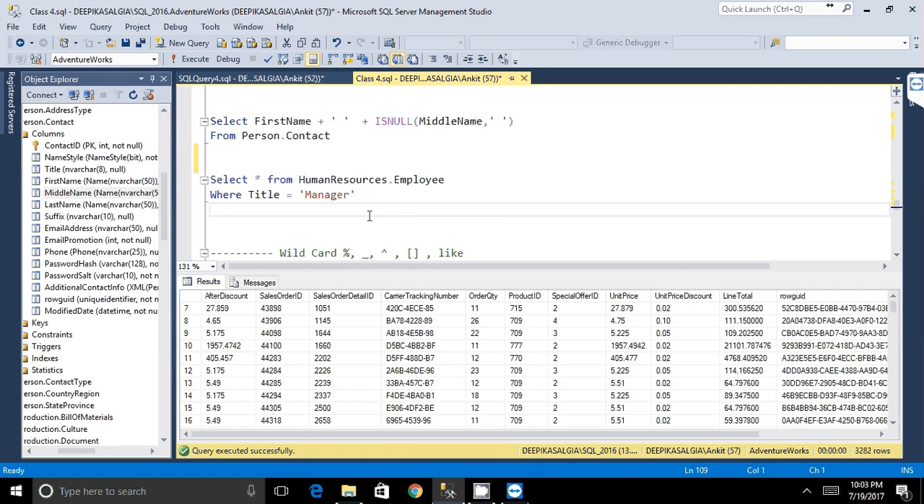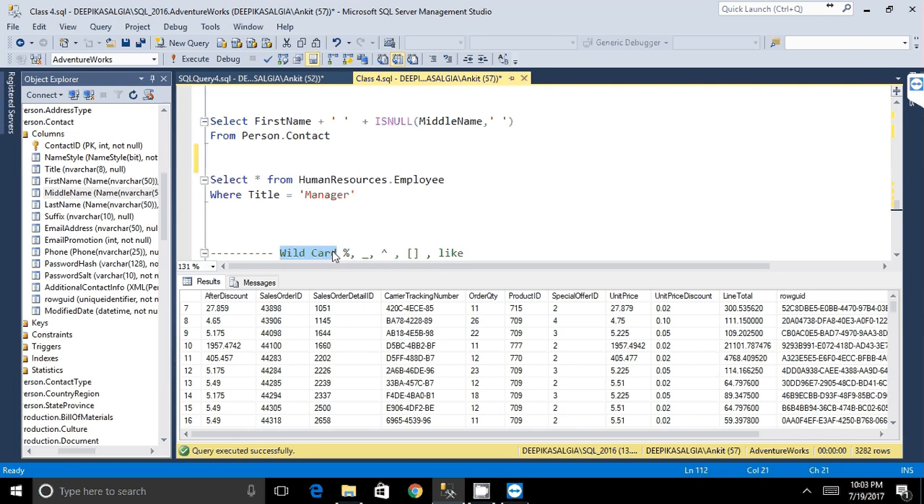All right. So the arithmetic operators are very straightforward. All you need to do is know the mathematical expression, and only one thing you need to make sure of: you cannot use the derived column in your where or in the select. You always have to use the formula that the column is derived from. Okay. All right. So now the next thing that we're going to start is the wildcard.